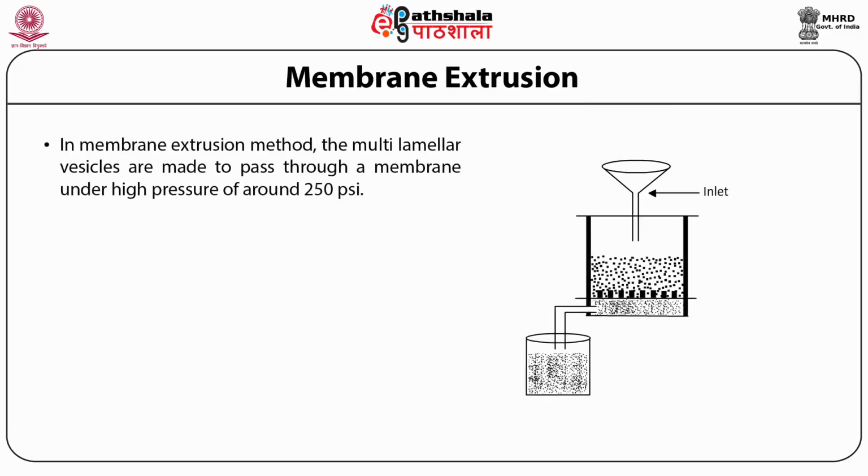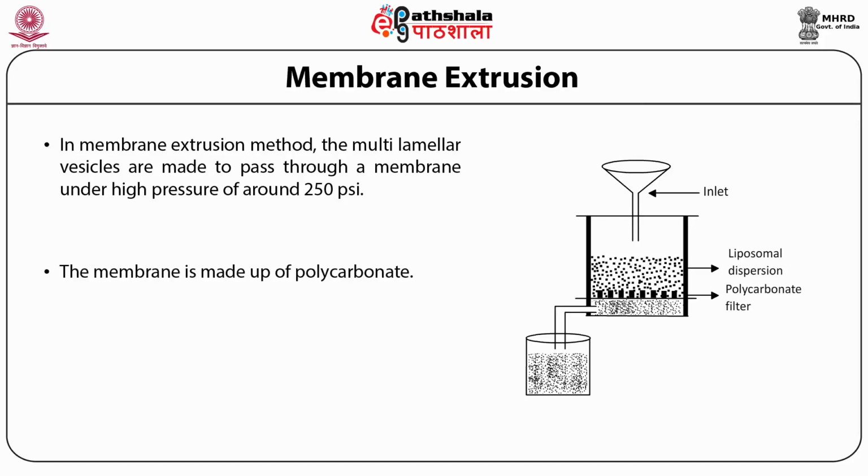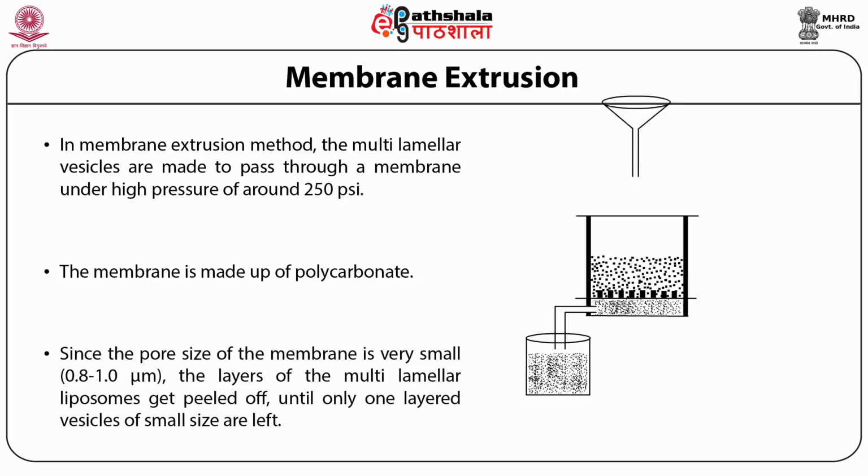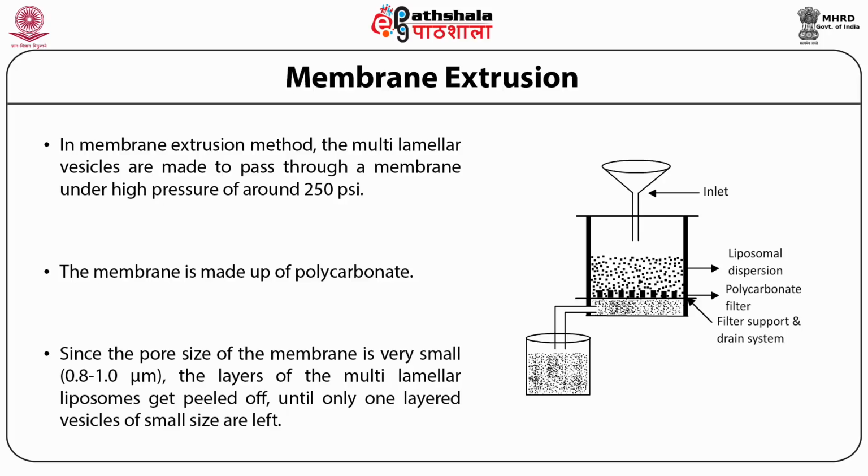In membrane extrusion method, the multilamellar vesicles are made to pass through a membrane under high pressure of around 250 psi. The membrane is made up of polycarbonate. Since the pore size of the membrane is very small, 0.8 to 1 micron, the layers of multilamellar liposomes get peeled off until only one layered vesicles of small size are left.